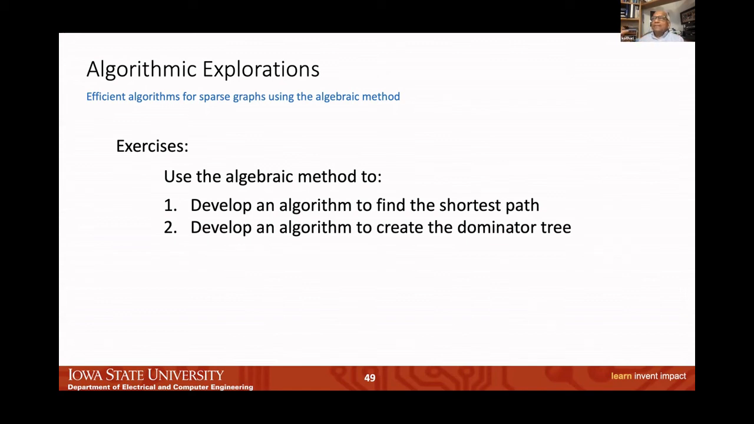The other thing is a lot of algorithms about graphs can be done differently, especially if the graphs are sparse graphs, which is often the case in practice. So for example, the Facebook graph is a sparse graph. You can have many friends, but the number of friends is not of the order of the total number of people with Facebook accounts. So there are efficient methods to solve directed graph problems using this algebraic method. So you may want to do as an exercise an algorithm to find the shortest path or to create the dominator tree.